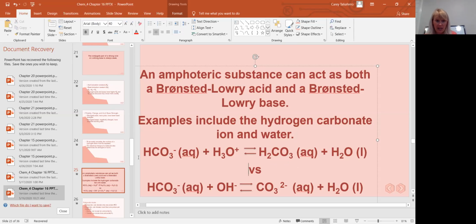But let's take the same ion, but instead of reacting it with a hydronium ion, we're going to react it with a hydroxide ion. And look what happens.